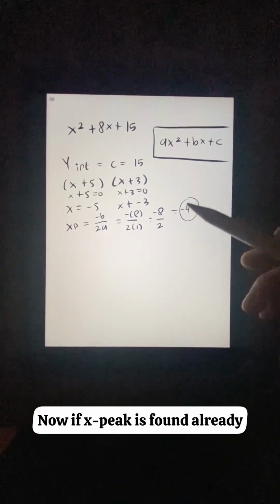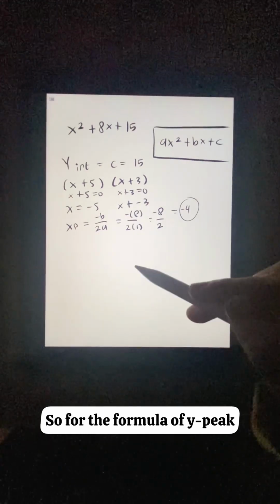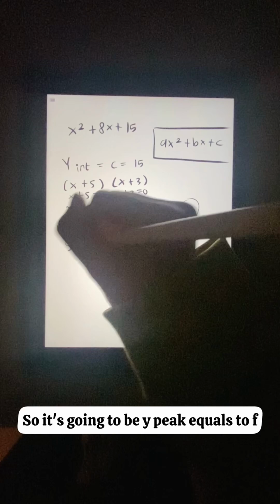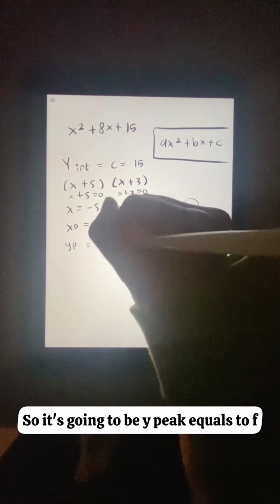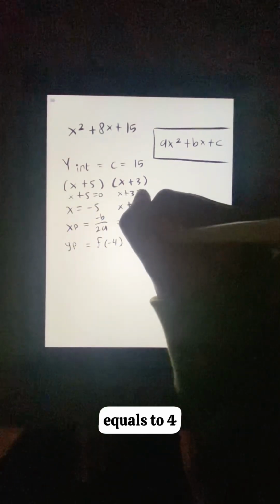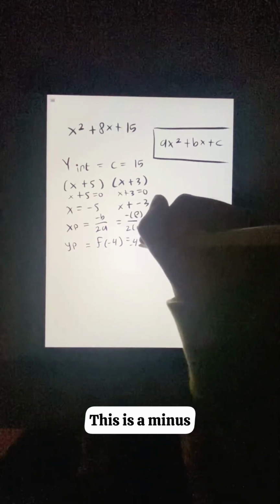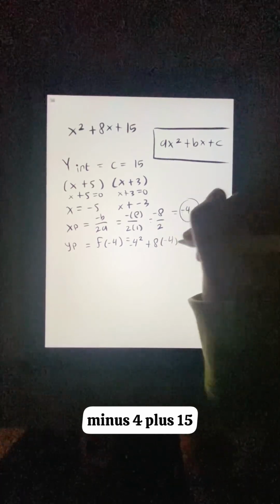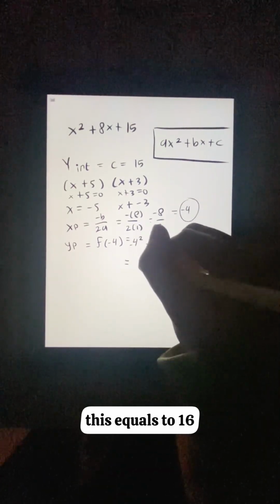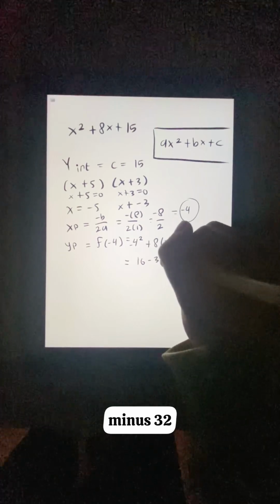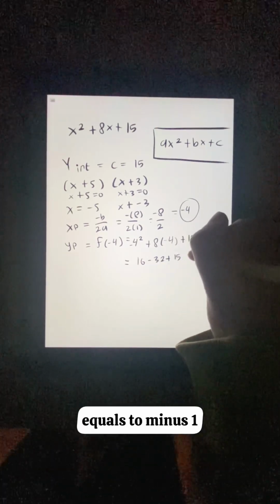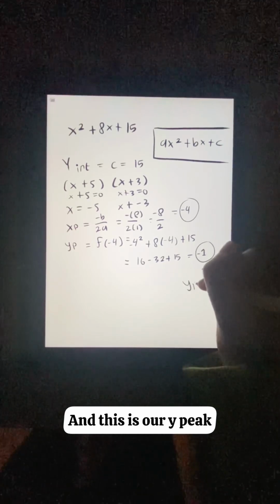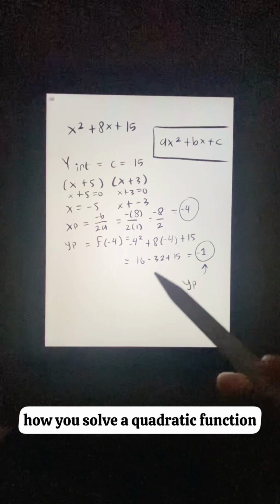Now, if x peak is found already, we can find the y peak. So for the formula of y peak, you're just gonna need to follow this. So it's gonna be y peak equals f of minus 4, which equals minus 4 squared plus 8 times minus 4 plus 15. And this equals 16 minus 32 plus 15 equals minus 1. And this is our y peak. And that is basically how you solve a quadratic function.